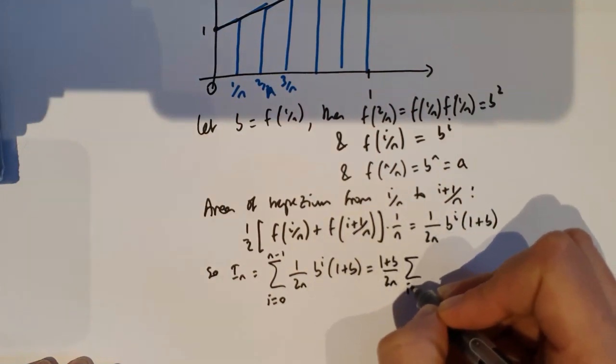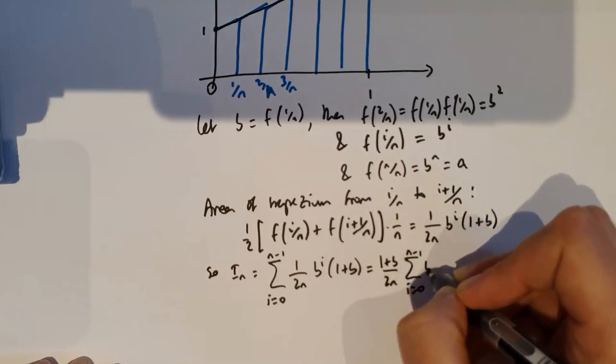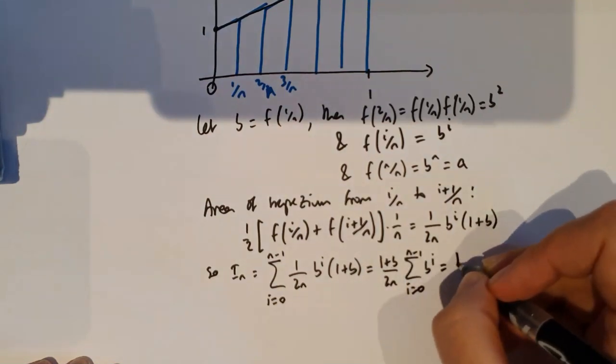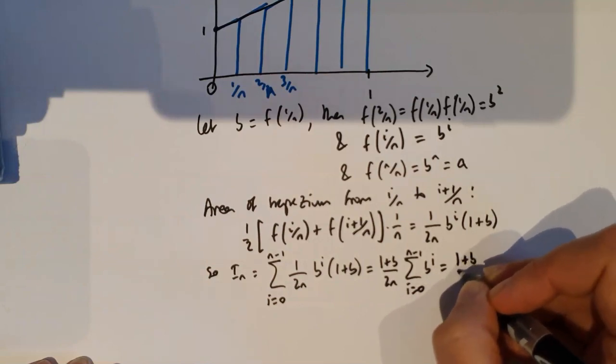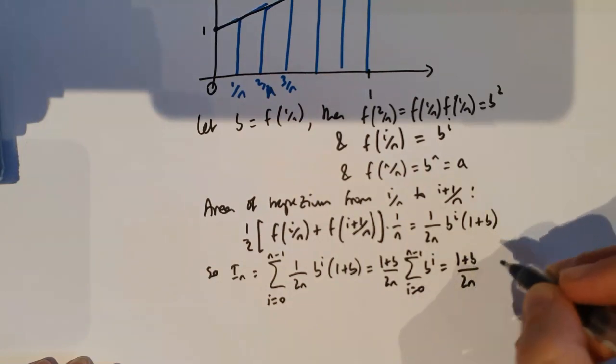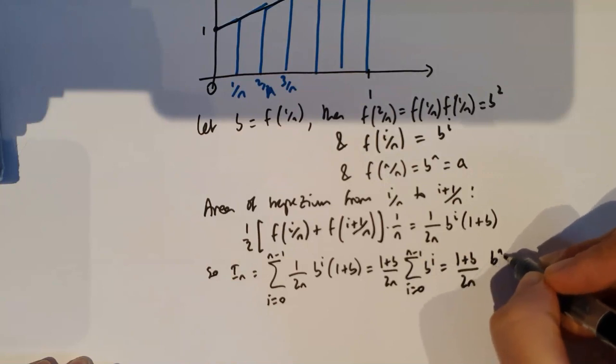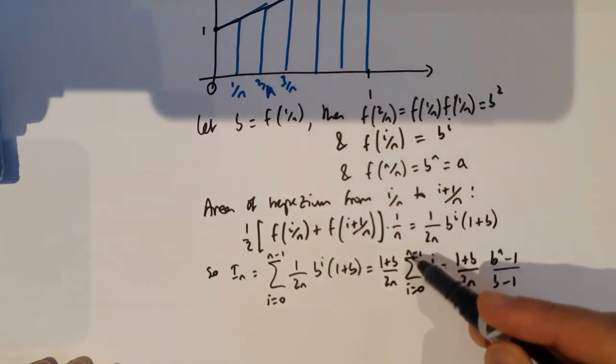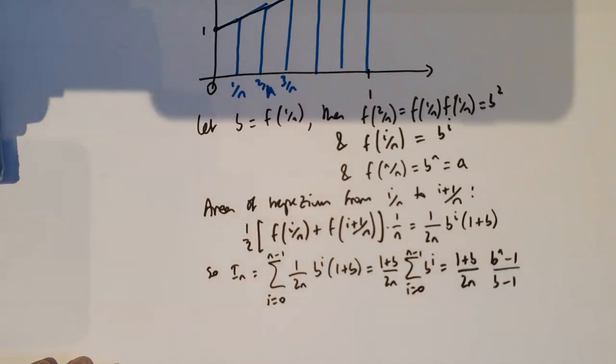And then this is the sum from i is 0 to n minus 1 of b to the i. And now I'm doing a little happy dance, because this is a geometric series, and I know about the sum of this. So we're going to get 1 plus b over 2n. And then the sum of this, we're going to get b to the n minus 1 over b minus 1, because we've got n terms here. We're going from 0 to n minus 1.